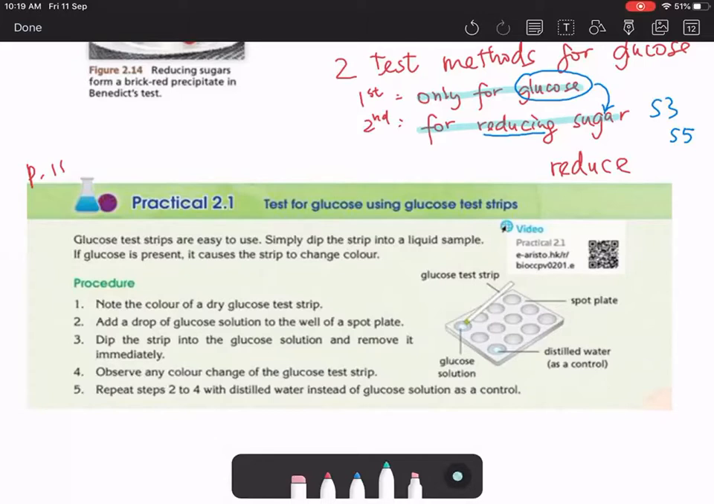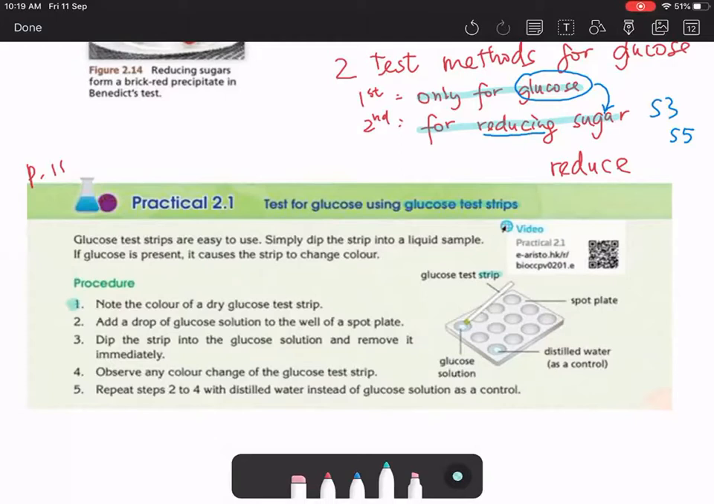Okay, now I'm going to show you how to test for glucose with this method. This method is called glucose test strips. It's a glucose test using glucose test strips. Strips are small pieces of paper. First of all, note the procedures.